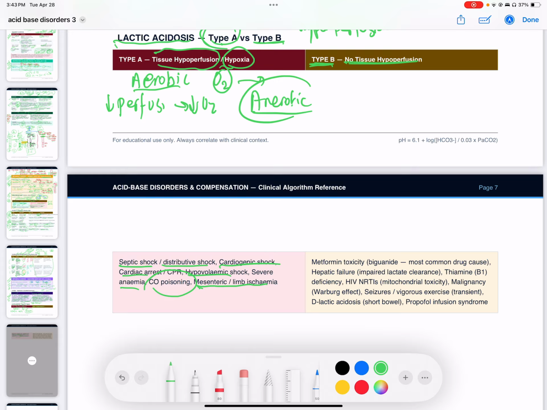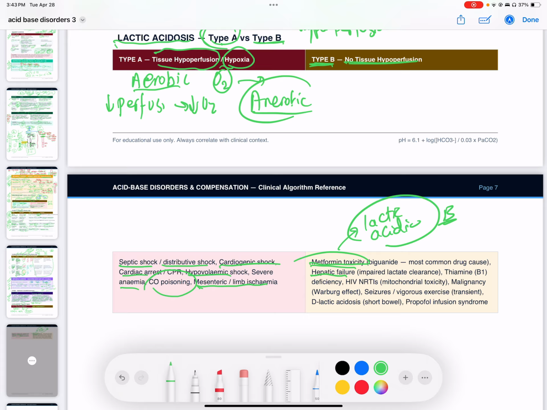On the other side, type B lactic acid can be from different deficiencies or medications. So it can be because of metformin toxicity. We know one of the side effects of metformin is lactic acidosis. It's usually type B, so it's not hypoperfusion, but you can see the lactic acid really high in those patients.